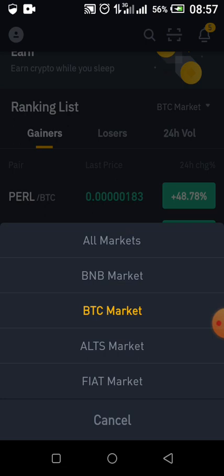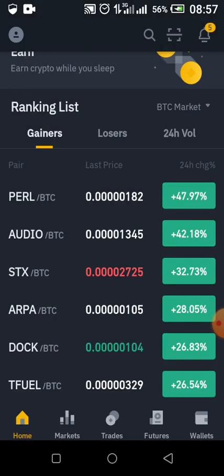If you put it on fiat market, you'll be seeing things like USDT, BUSD, TUSD, and so on and so forth. But sometimes I prefer putting it on BTC. Reason being that I want to see plenty coins showing. If I put it in all markets, I might see only one coin showing against the same pair. Okay, so that is by the way. So let's cancel it. So this is top gainers.